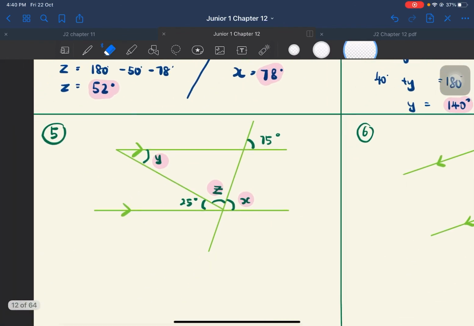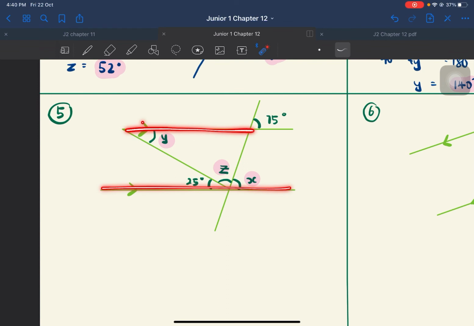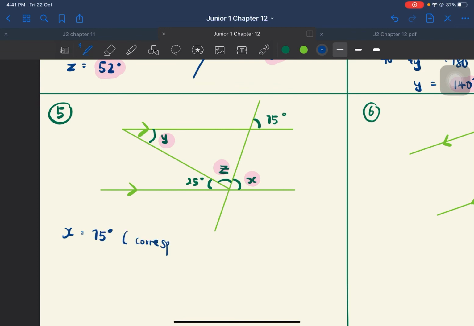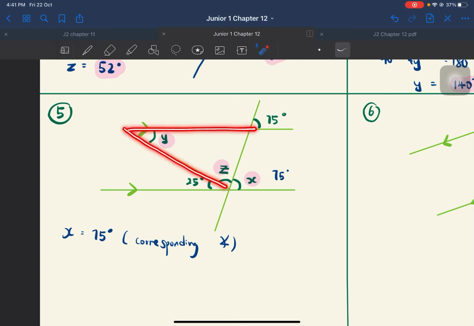Okay, question 5. You have a pair of parallel lines and you have to identify x, y, z. First of all, from here we can identify angle x. You guys see? Corresponding angle. So angle x will be equivalent to 75 degrees. Corresponding angle, x equal to 75 degrees because of the corresponding angle. Okay, you may also identify your y angle. Can you guys see parallel? 25 and y will be equivalent to 25 degrees.